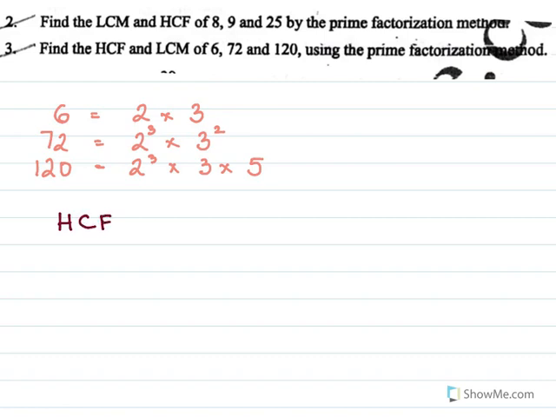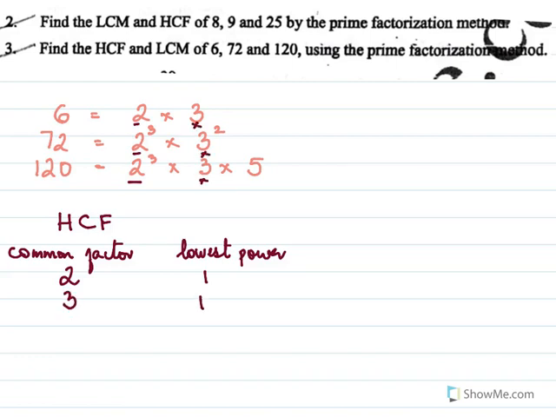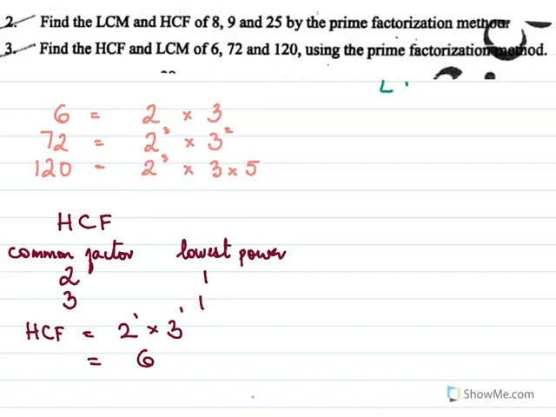To find HCF, we write common factor and lowest power. And you see the common factor here is 2, 2, 2. The lowest power of all the 2's is 1. And then the next common factor is here 3, 3, 3. And the lowest power again is 1. So HCF equal to 2 raised to 1, 3 raised to 1, which is equal to 6.